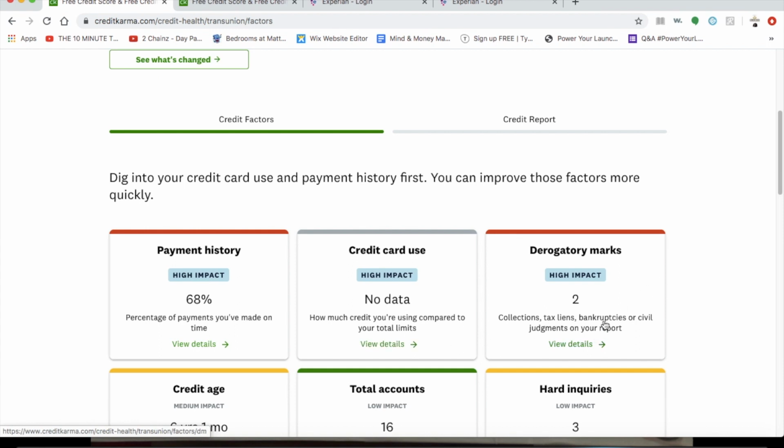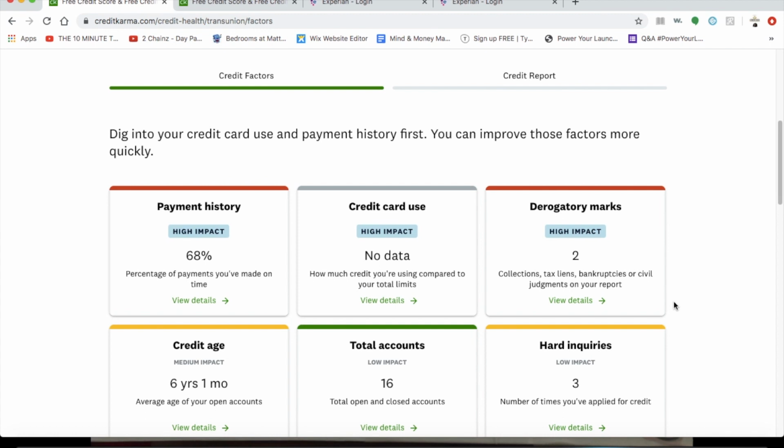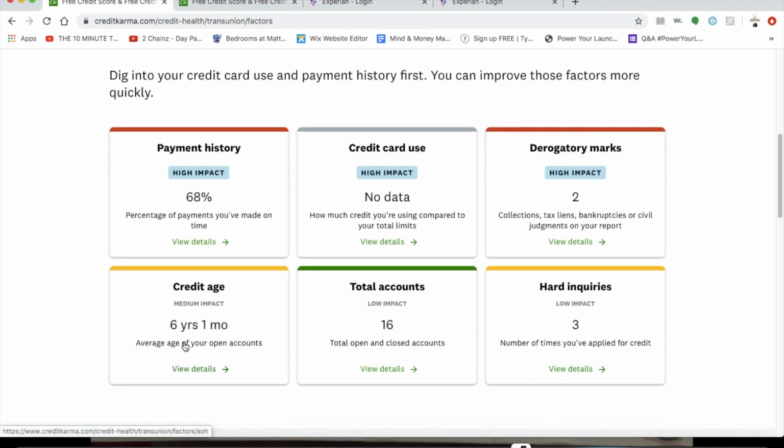Here's where you can see derogatory marks such as collections, tax liens, bankruptcies, any other things that can be considered negative on your report. Credit age, which is how long you have had these accounts open. What is the average age of your accounts? That's extremely important because, again, I tell you, don't close out old accounts. If you can keep them open, if you can use them every so often, do so, because the longer your accounts are open, the better it is for your actual file, especially if they're in good standing.